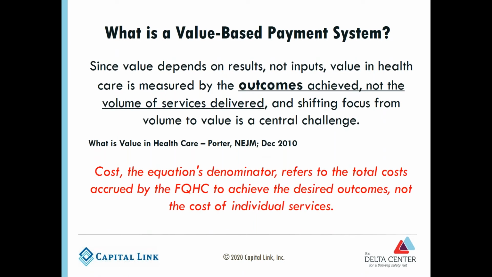So what is a value-based payment system? As the slide says, it depends on results, not inputs. So for example, it's not so much worrying about how many things we enter in terms of codes and things like that. It's what are the outcomes? What did we achieve in terms of patient care and patient quality outcomes? Cost is the denominator, and refers to total cost, which is everything that's accrued by the FQHC to get the desired outcomes. Next, please.